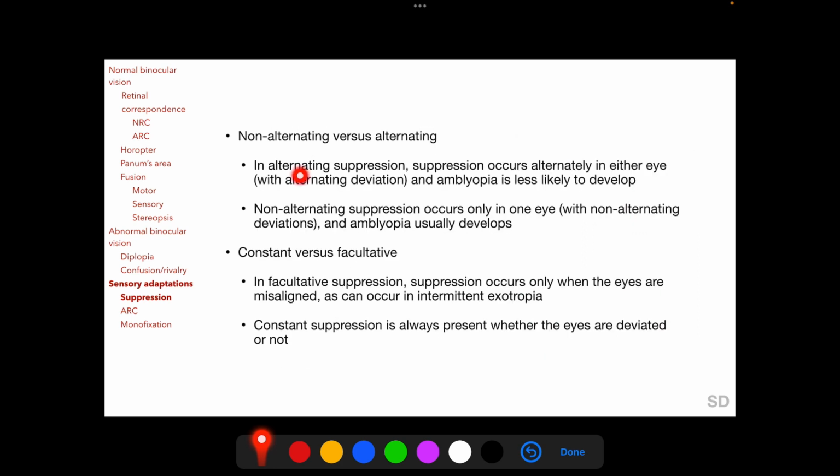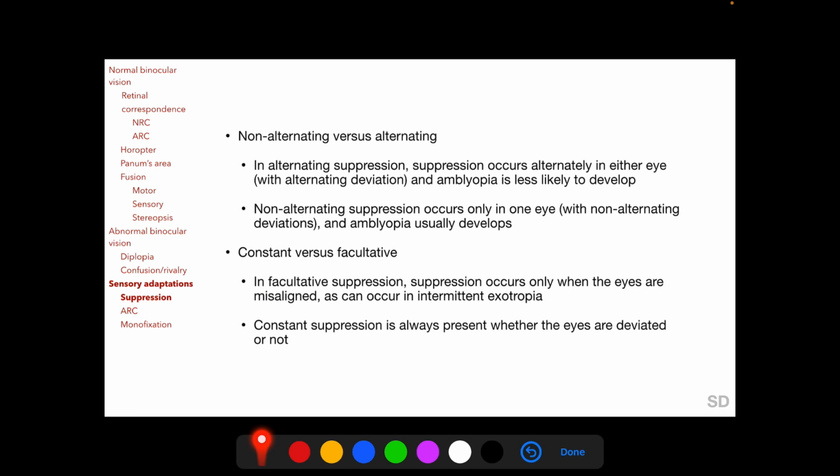In alternating suppression, suppression occurs alternately in either eye and amblyopia is less likely to develop. And this is found with alternating deviation, in which one eye is deviated at one point in time and the other eye is deviated at another point in time. Non-alternating suppression occurs only in one eye and amblyopia usually develops. This is found with non-alternating deviations, in which only one eye deviates at all points in time.